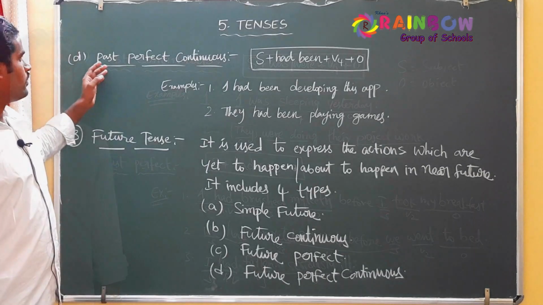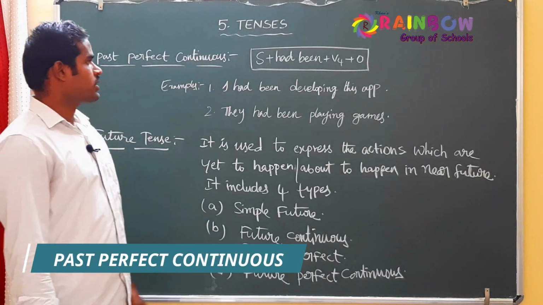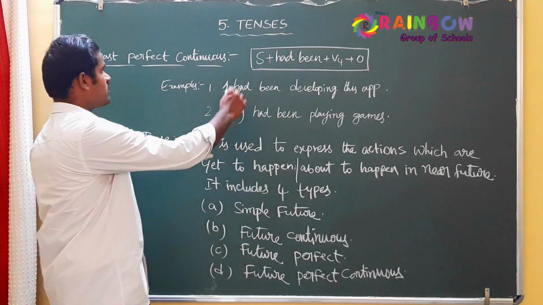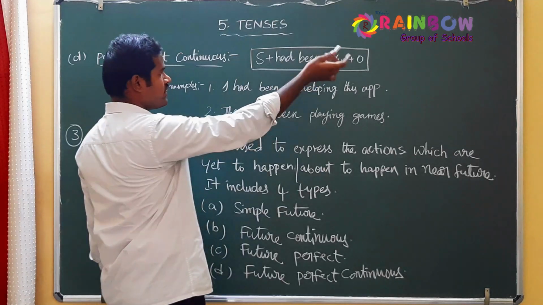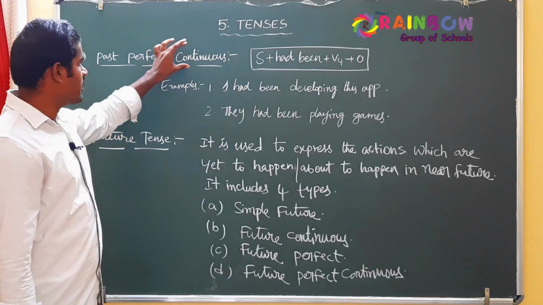And the fourth type in past tense is past perfect continuous. Here is the structure: subject plus had been plus V4 plus object. In past perfect we used subject, had, V3, object. Now, after had we cannot use V3, and observe the name, continuous.